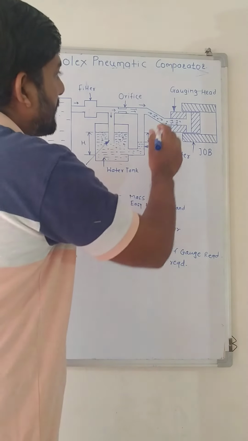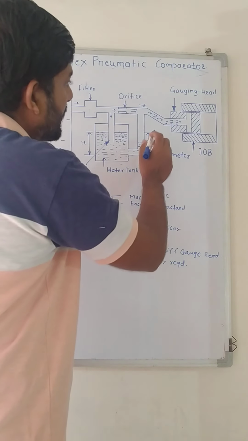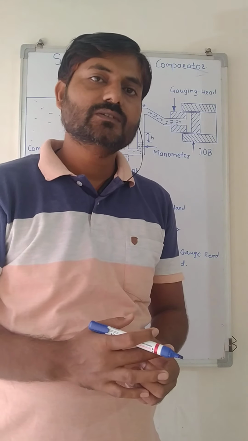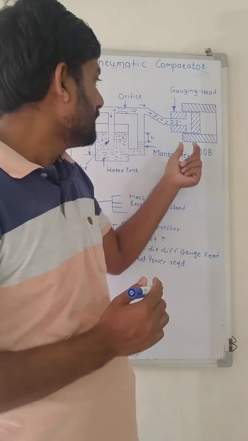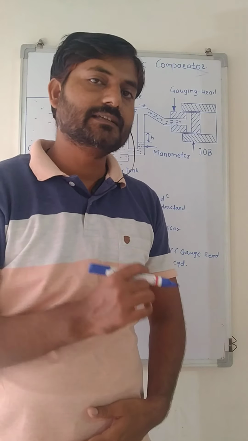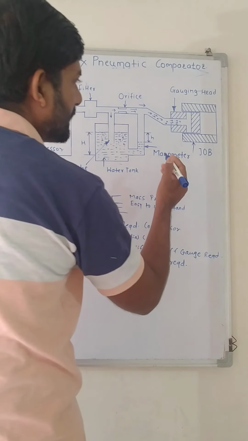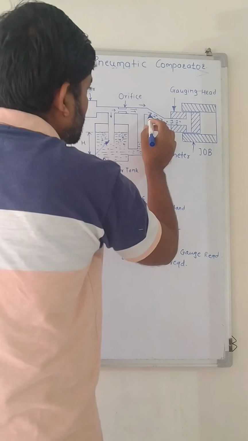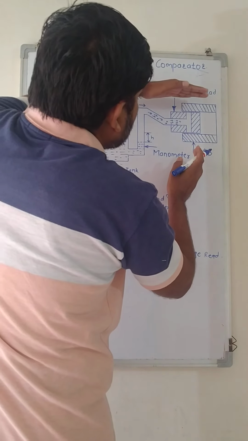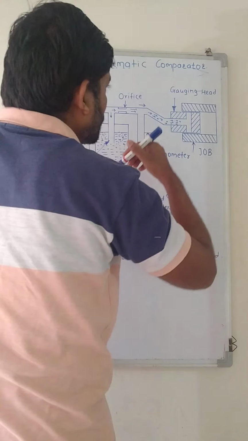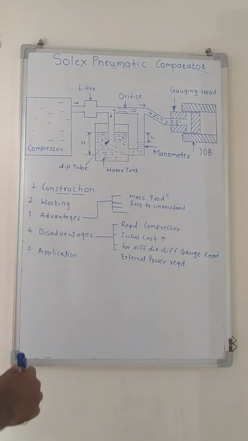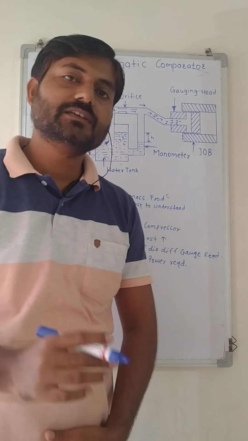Next is the gauging head. The gauging head is used to check the internal feature of a job, mostly cylindrical. Here a cylindrical example is given. Let us consider the job is cylindrical, and air comes through this tube and strikes the periphery of the cylindrical job. That is the gauging head. Now we will start with working.